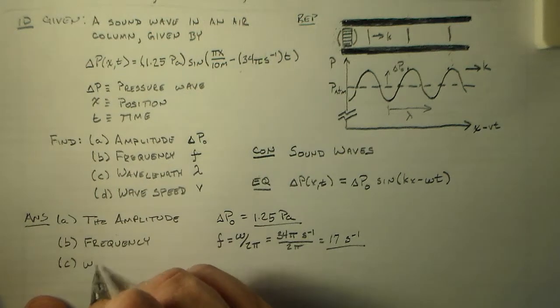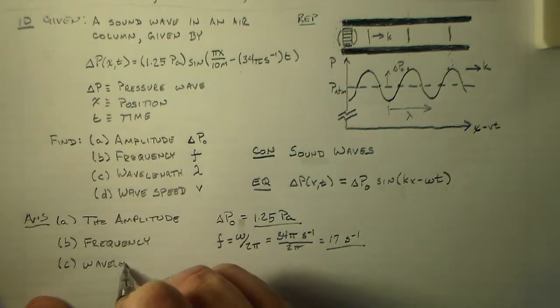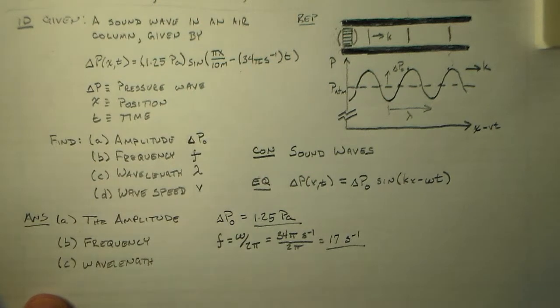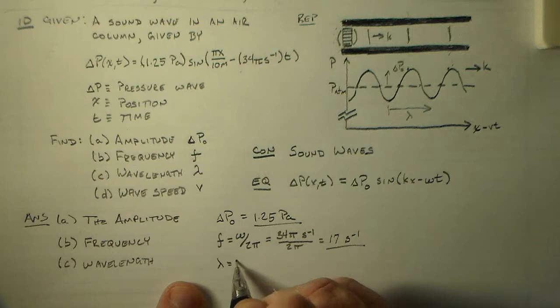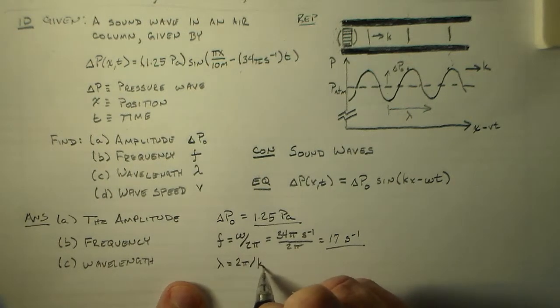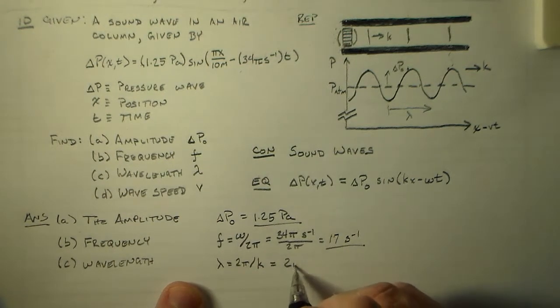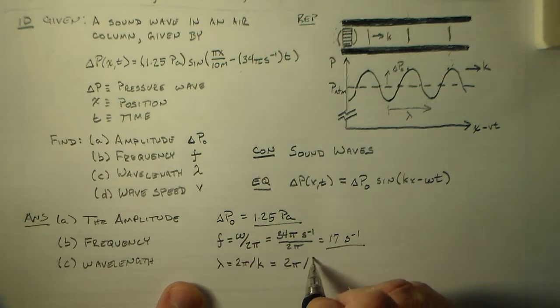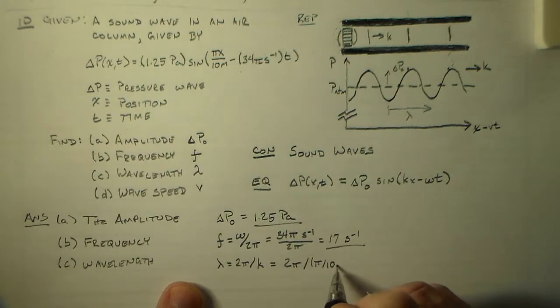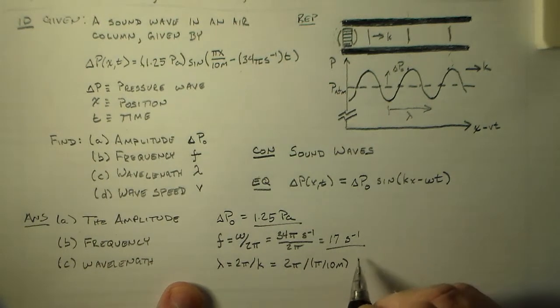Then we want the wavelength. Now the wavelength is a little bit different. Lambda is 2 pi over the wave number. And so we have 2 pi over pi over 10 meters. Okay. So the pi's cancel, one over 1/10 is 10. So we have 10 times 2 meters, which is 20 meters.